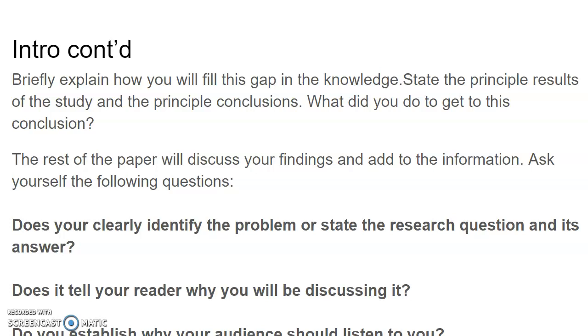Does it tell the reader why you're discussing it? I.e., in this case, the gap growing between males and females. And does it establish why you should be listened to? So the why is really, what is it that I have to say on this that you might be interested in? That's the perspective you're taking or your hypothesis.